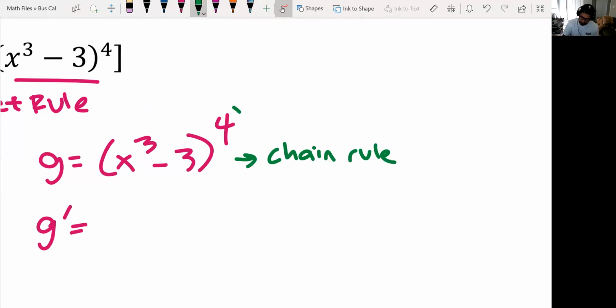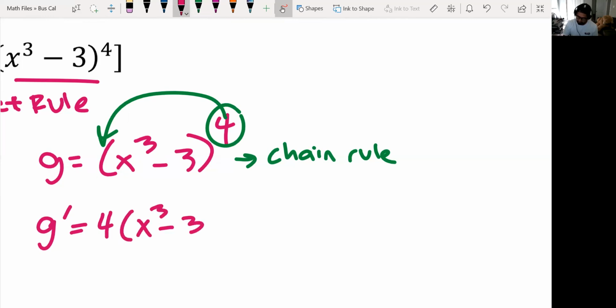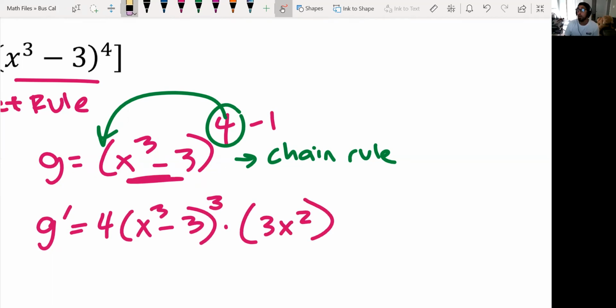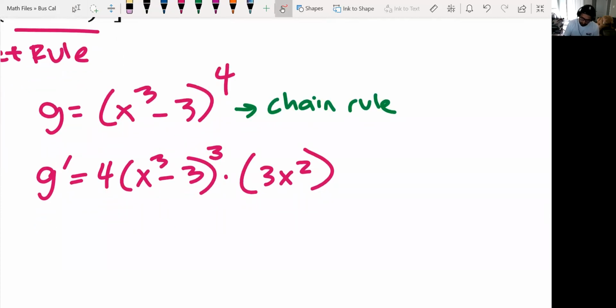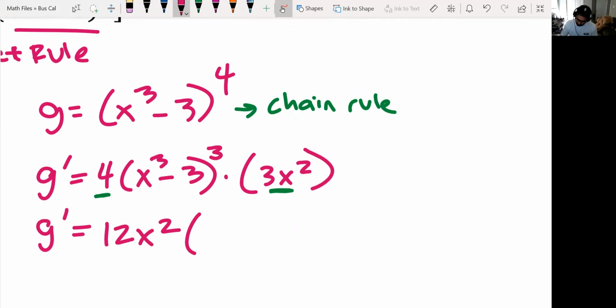Chain rule, which means the 4 comes to the front. So 4 times x cubed minus 3. The inside stays the same. You subtract 1. You get 4 times x cubed minus 3 to the third. That's the derivative of the outside. Then you multiply it by the derivative of the inside. X cubed minus 3, that derivative is 3x squared. And just clean it up. Outside times outside. And we will get 12x squared times x cubed minus 3 to the third.